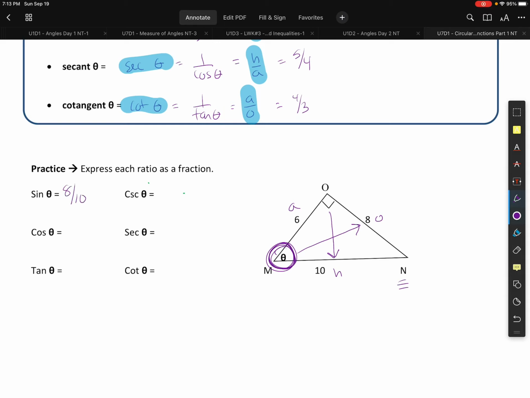Opposite over hypotenuse, adjacent over hypotenuse, opposite over adjacent. All right, and from there, we have the letters set up at top, but the key thing is it's a flip. So if sine's 8 over 10, cosecant is 10 over 8. If cos is 6 over 10, secant, 10 over 6. Tan, 8 over 6, cotan, 6 over 8. Now, if we base this off of angle N, obviously our angles will be different, our setup will be different, and we'll have different ratios. All right, so that's what we have there.